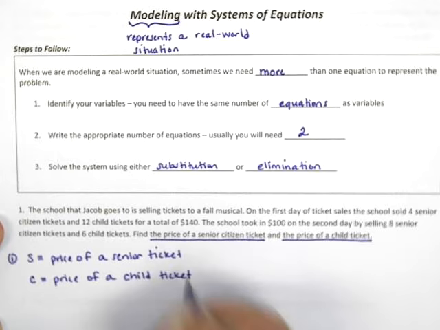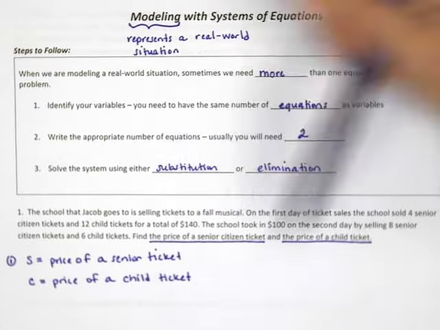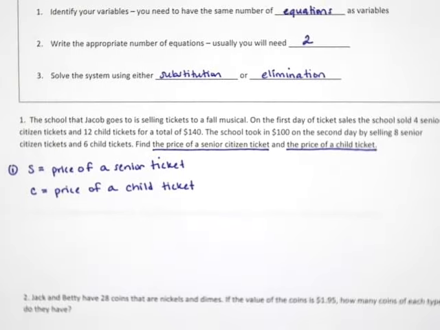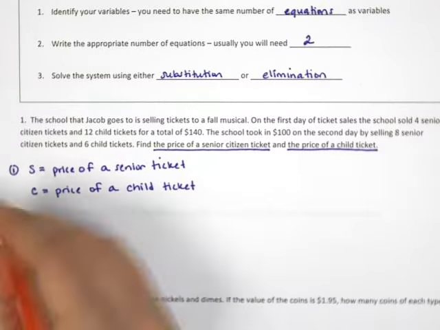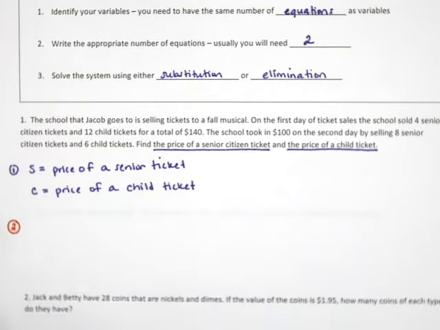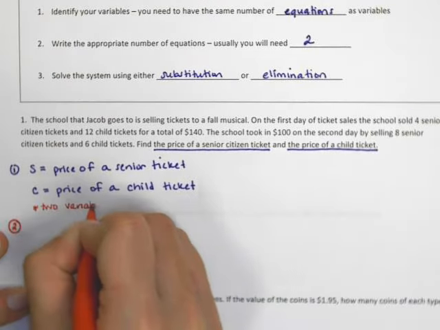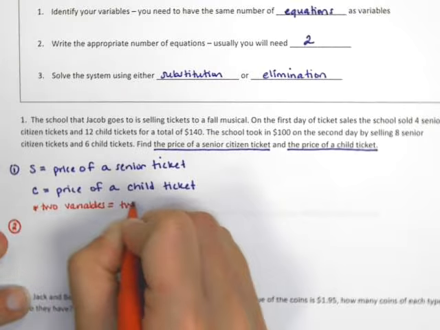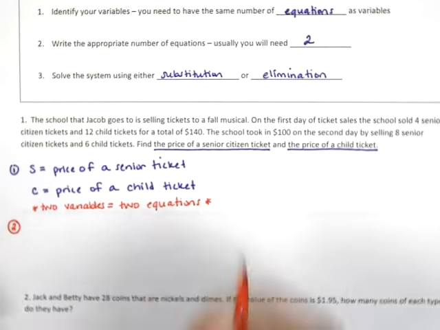Now it's really important that we know what our variables stand for, because once we've identified that there are two missing pieces of information, that's how we know we're going to need two equations. So step number 2 here is going to be to write two different equations that will help us solve this problem. If you have two variables, you must have two equations. So if I read through the problem again, each sentence in this problem is basically setting up one equation.